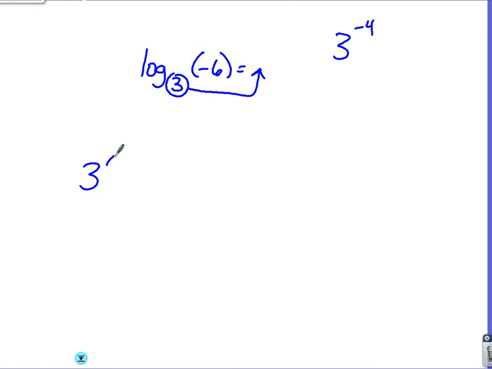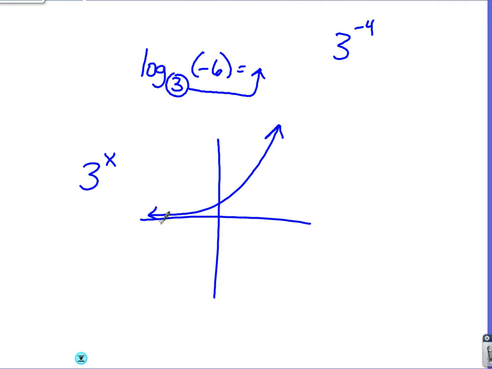3 to the x power. What did that graph look like? Looked like that, didn't it? Did it ever cross this axis? Did it ever go negative? No. There's no way that you can raise any positive number to any power to give you a negative. That y value will never be down here.